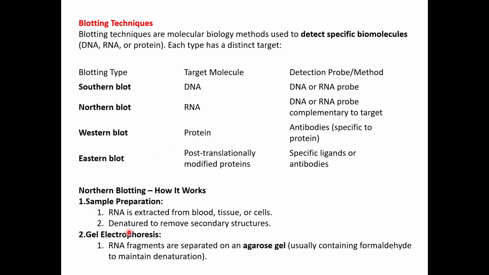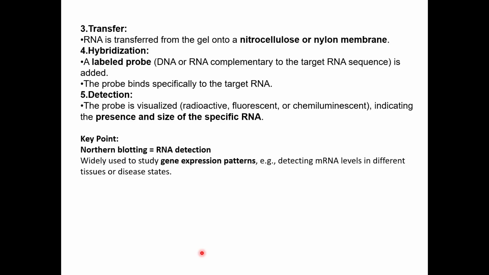So coming to northern blot, there is a brief step-by-step procedure here. So first we have sample preparation. So northern blot is for RNA. So RNA is extracted either from blood, tissue or cells, and it is denatured to remove its secondary structure. Then we run it on gel. So gel electrophoresis is performed on agarose. So RNA fragments are separated on the agarose gel, and usually it has formaldehyde to maintain the denaturation. If there is secondary structure formation, again there will be error in the detection.